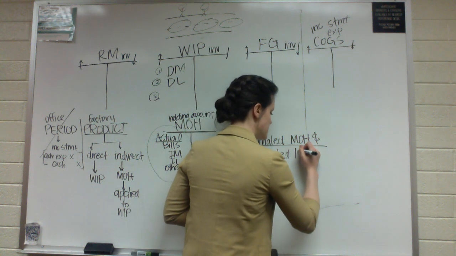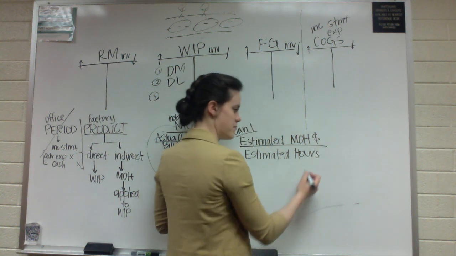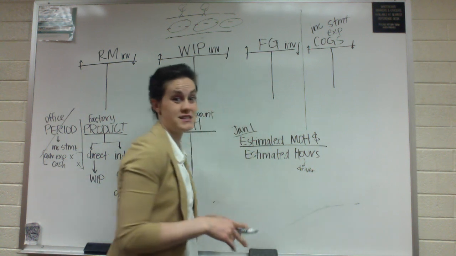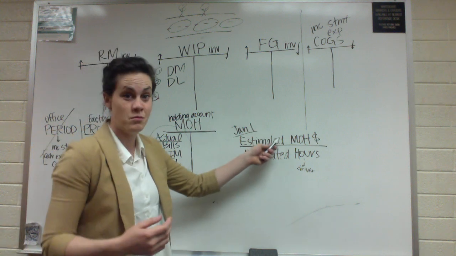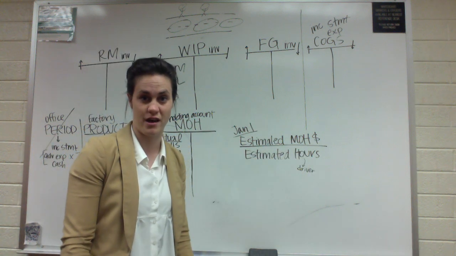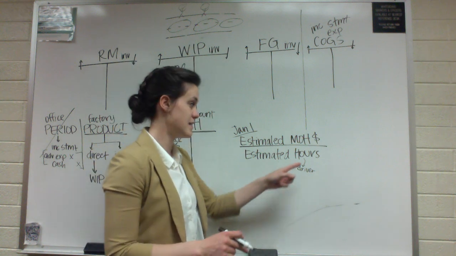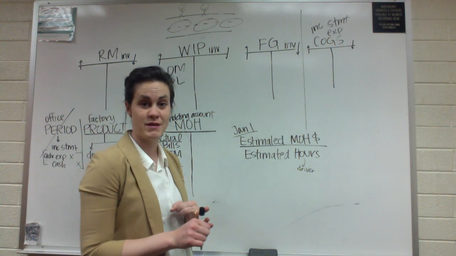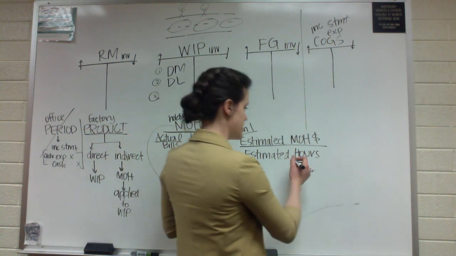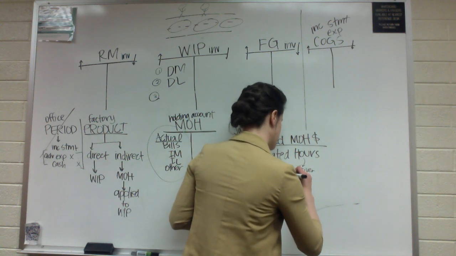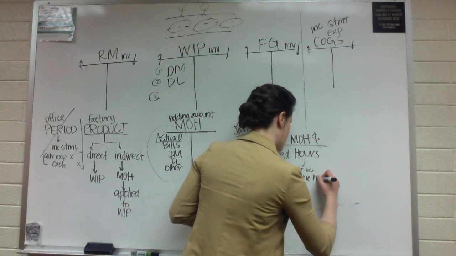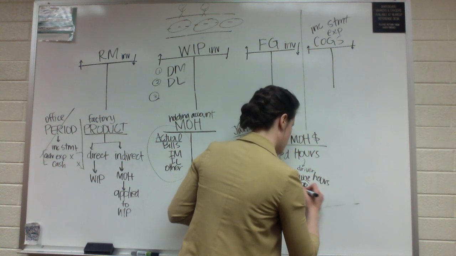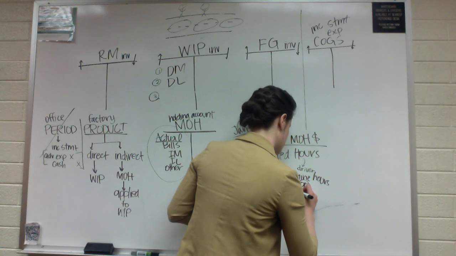We got into this in class a little bit, but remember this is just your driver. What we're saying is the more hours this factory runs, the more estimated manufacturing overhead costs we're going to have. In this class, this hours number will either be estimated direct labor hours or estimated machine hours. So this will be either machine hours or direct labor hours.